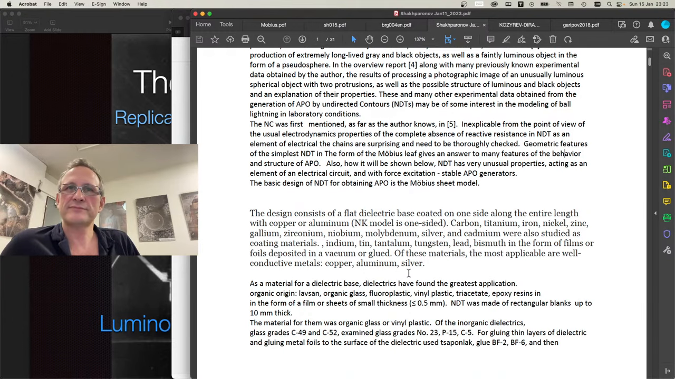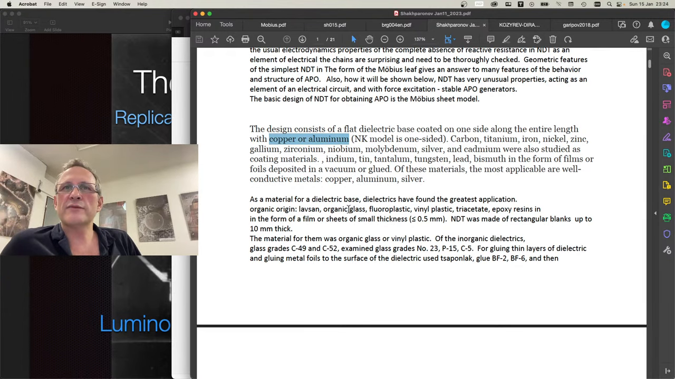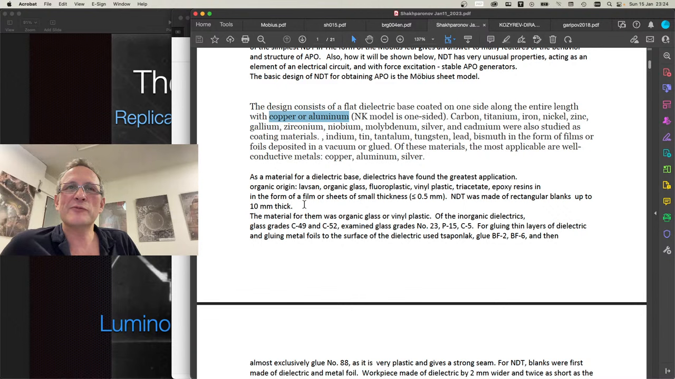for creating the artificial plasmoid object. Okay, so the design consists of a flat dielectric base coated on one side along the entire length with typically copper or aluminium, and typically one-sided. Carbon, titanium, and the other elements as we discussed were also used, with organic substrates and glue as we discussed earlier. As a material for the dielectric base, they use glass, lavsan, organic glass, fluoroplastic, vinyl plastic, triacetate, epoxy resins in the form of a film or sheets of small thickness. So, you know, you can choose what you want there. There's a wide selection to go from.